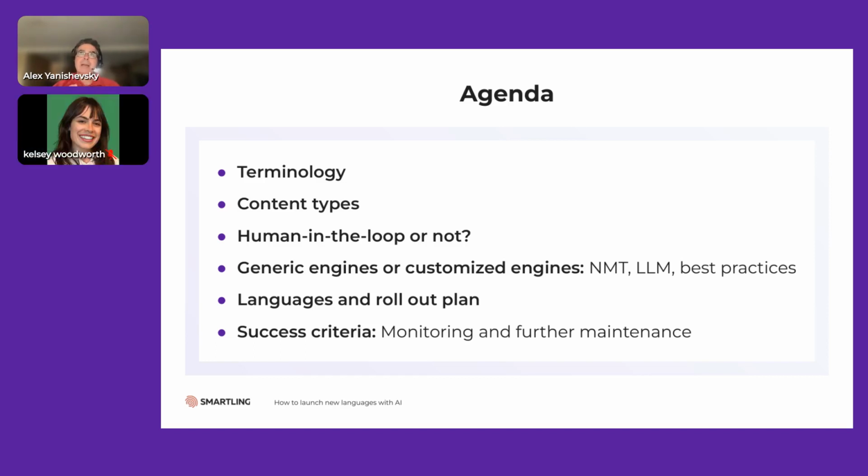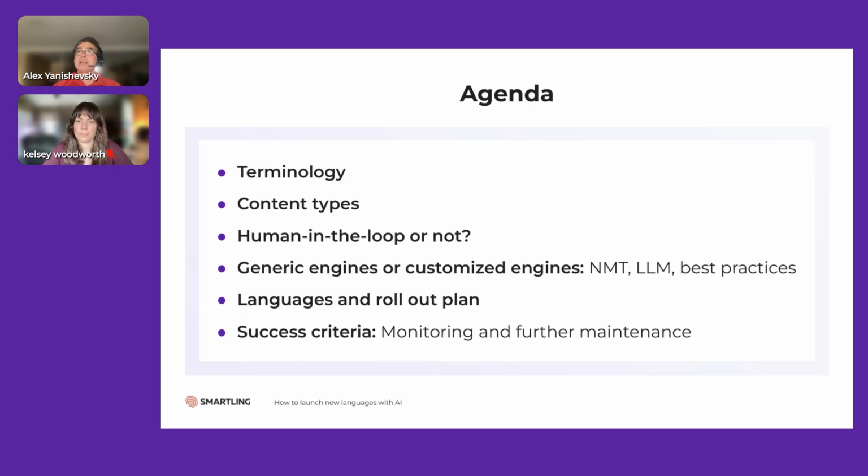That follows into the next logical point: we have these different content types. Should we have a human in the loop for all of them? Perhaps for some we shouldn't. Perhaps in some cases a human should be a language co-pilot, but there may be some content types where, because of their shelf life or their audience, we may not need a human in the loop. Then, in order to roll out new languages, we're going to talk about what choices we have with machine translation engines. Should we be using generic engines? Should we be using customized engines? And should we be using LLMs?